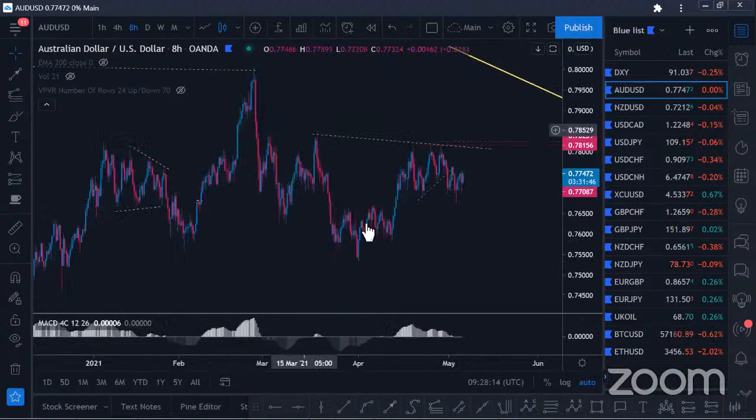But as you can see by the kind of waves that we're seeing here, impulse up, impulse down, impulse up, impulse down, probably looking at a little bit of an expanding triangle, something along those lines moving forward.